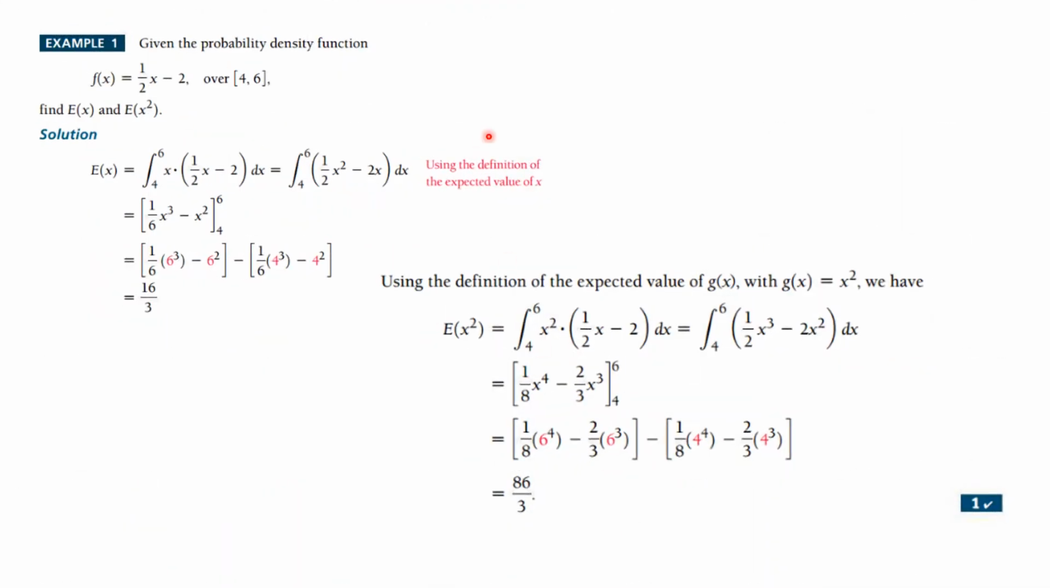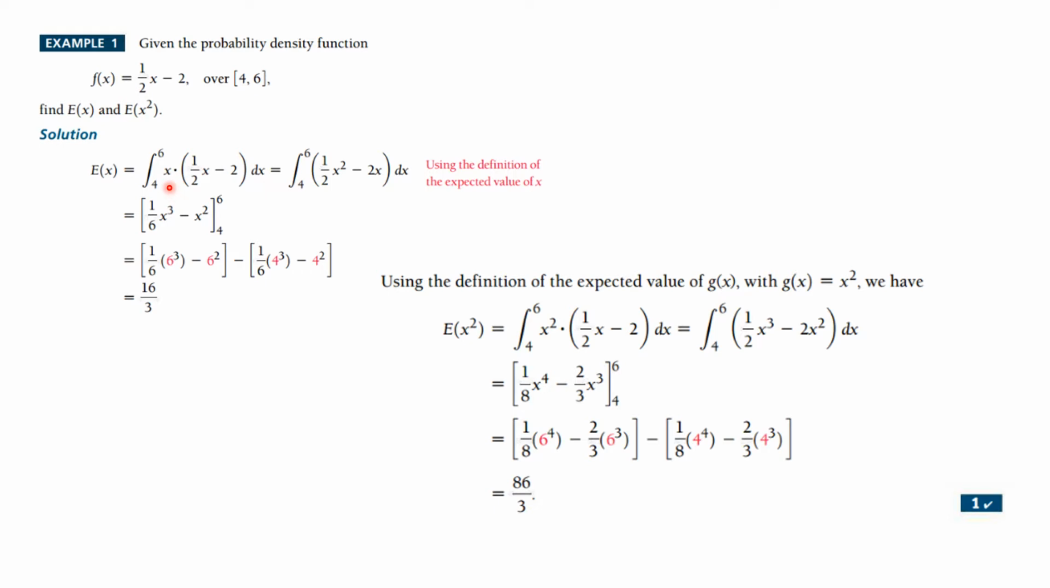Let's do an example. So here we're going to be taking this density function. That means it's greater than or equal to 0 on this interval, and if you integrate just the density function itself, it's equal to 1, and we're to find the expected value and the expected value of x squared. So E of x is going to be equal to, we just take x times the density function and integrate it from 4 to 6 dx.